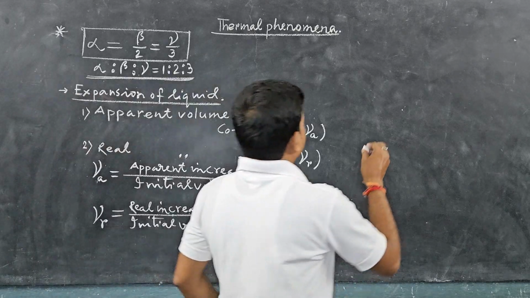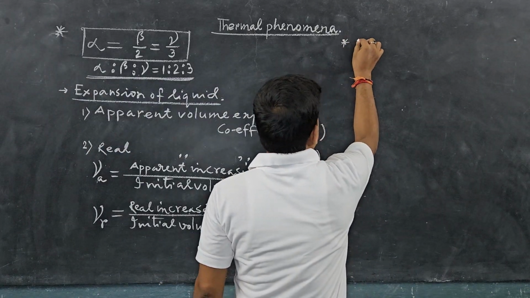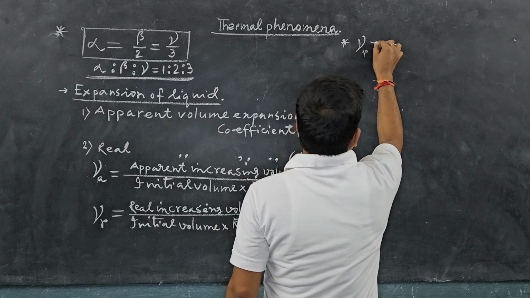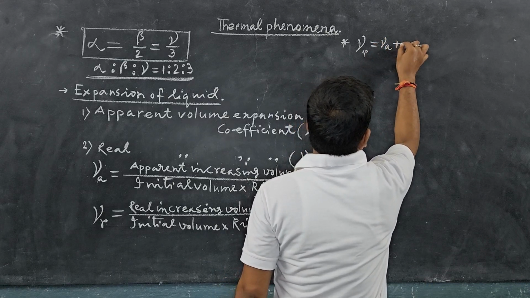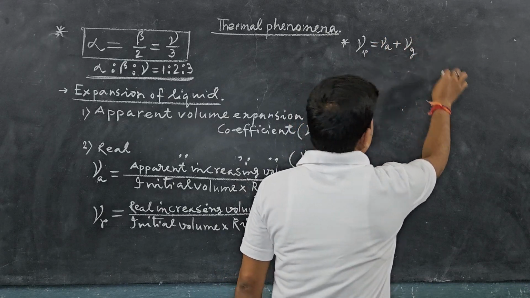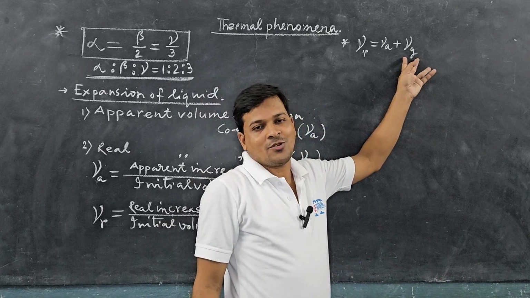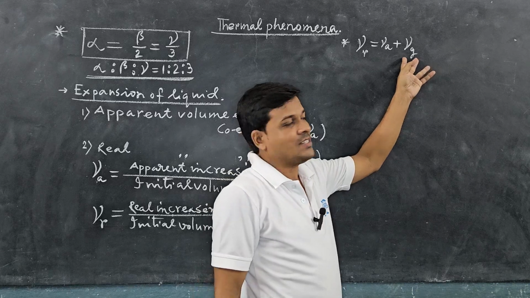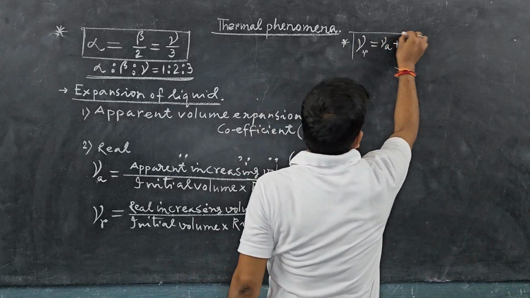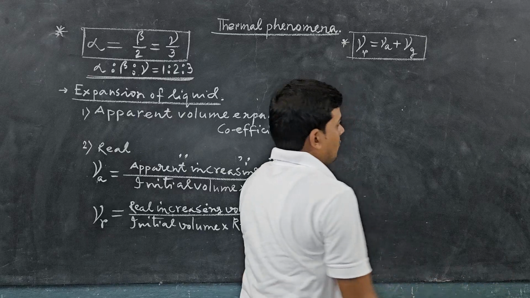What is the relation between them? The relation between them is gamma R equals gamma A plus gamma G, if we consider that gamma G is the expansion coefficient of the material of the container.